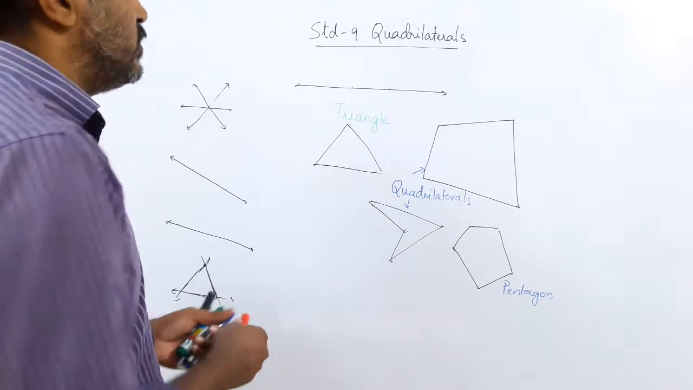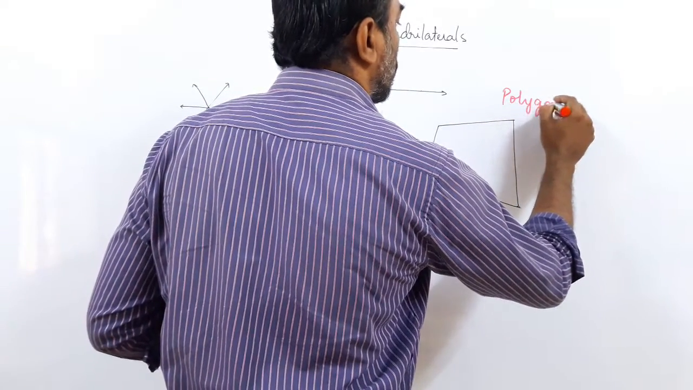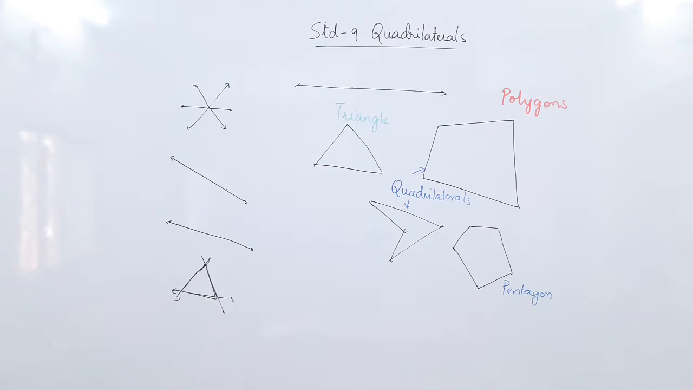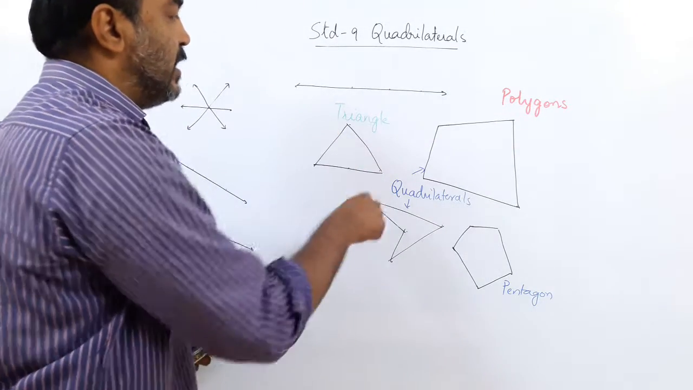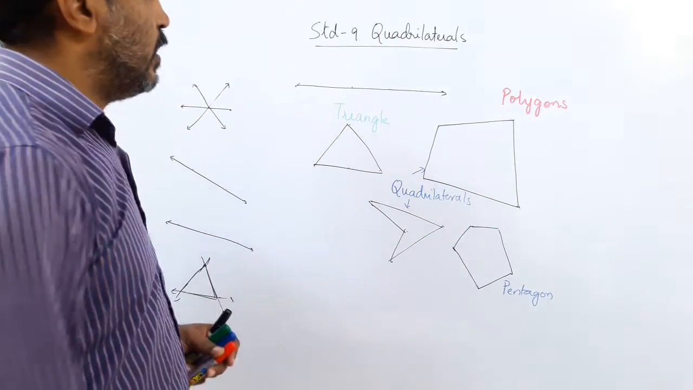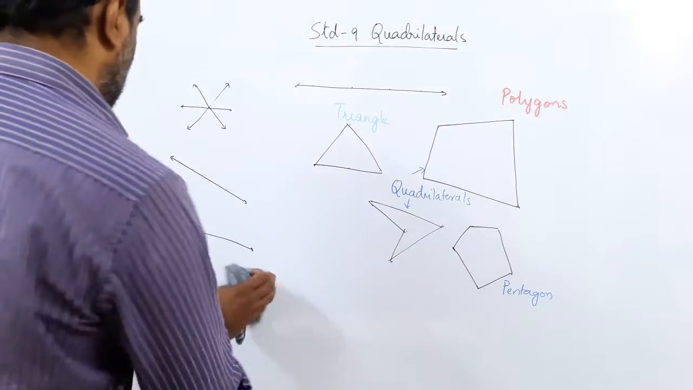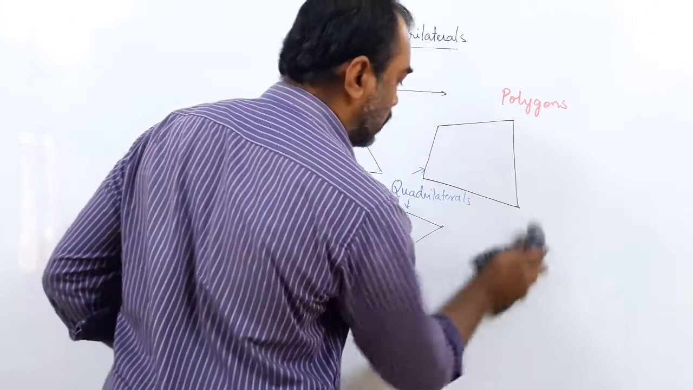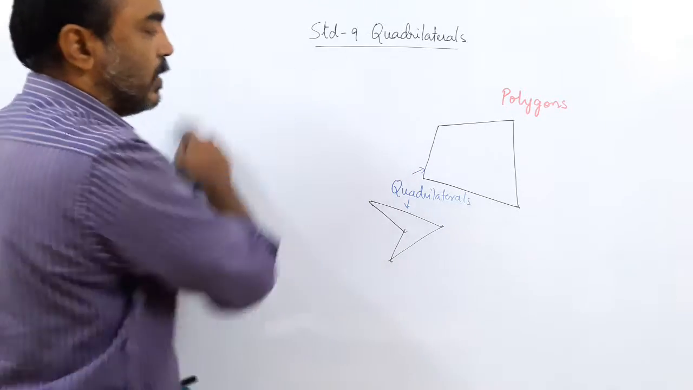Together, all of these are called polygons. Closed figures are called polygons. So remember this. Closed figures are called polygons. A polygon having 3 sides is called a triangle. A polygon having 4 sides is called a quadrilateral. A polygon having 5 sides is called a pentagon. Okay? So in this chapter, we are only going to talk about the quadrilateral. So I'll just remove the other things and talk about a polygon called a quadrilateral.